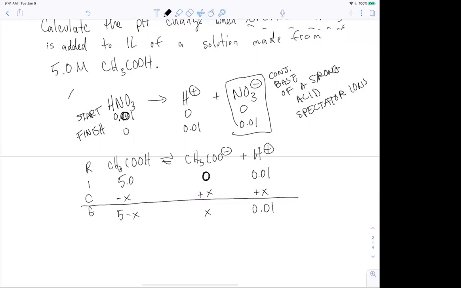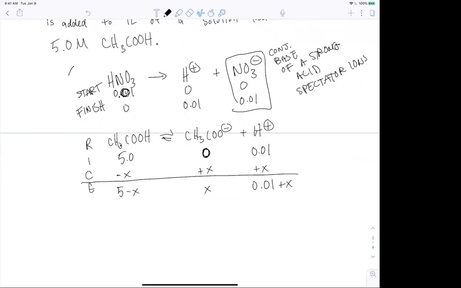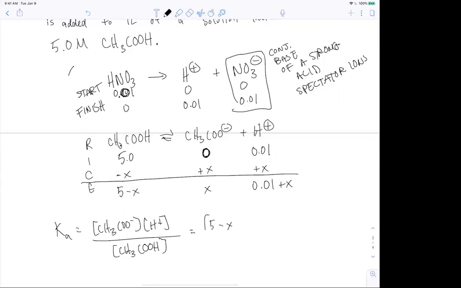And now I just have my normal rice table problem. So remember, Ka is, what did I say, 1.8 times 10 to the minus fifth. So Ka is going to be equal to CH3COO minus. So I go in and I plug all this stuff in. Let's see. So I've got 5 minus X.